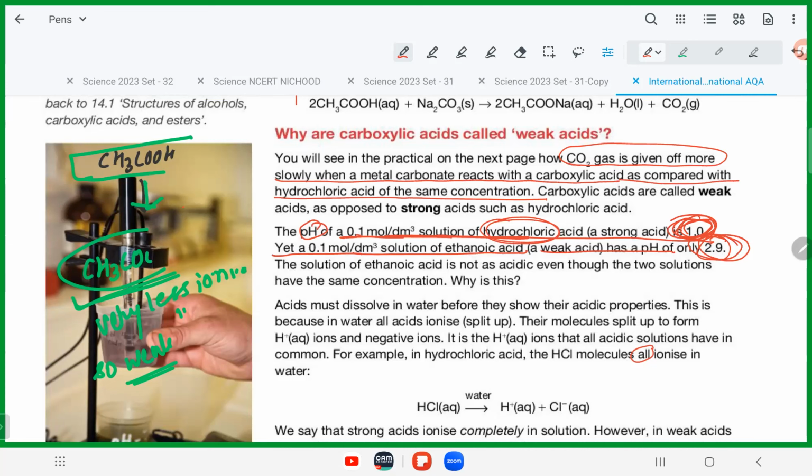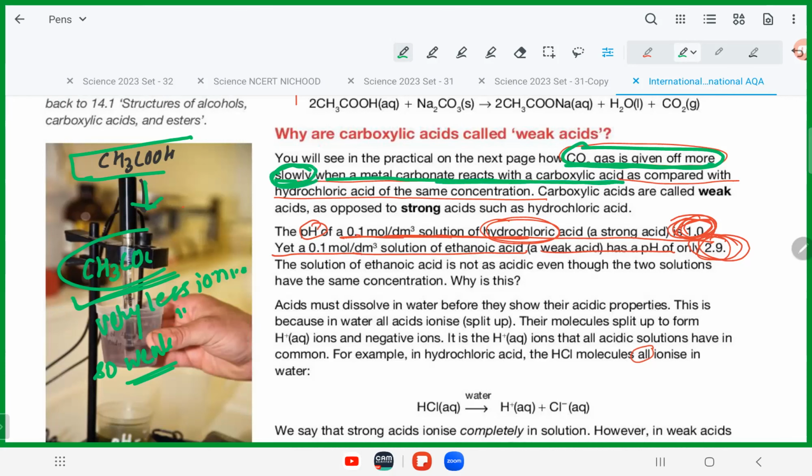Carboxylic acid, a weak acid as opposed to a strong acid such as hydrochloric acid. Here a little bit of misconception is there. You will see the practical on the next page. CO2 gas is given off more slowly. In which case is it more slowly? CO2 gas is given off more slowly when metal carbonate reacts with carboxylic acid.